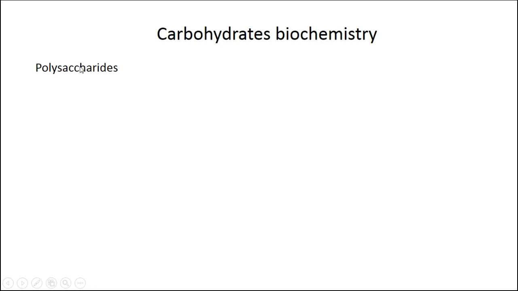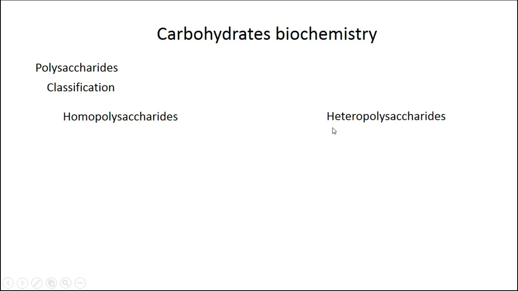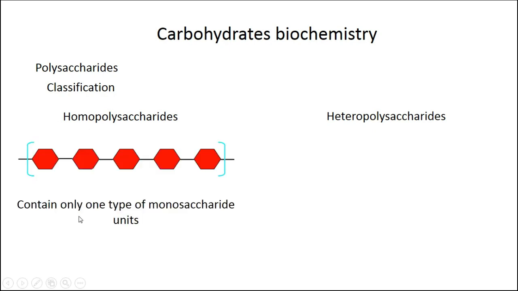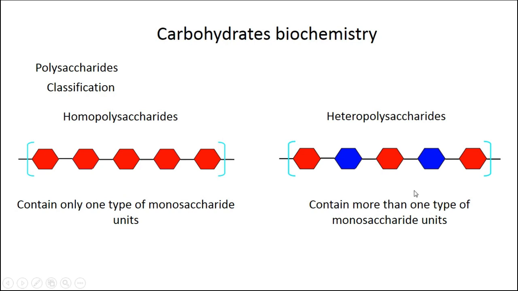Now let's get to the polysaccharides, and they are classified into homopolysaccharides and heteropolysaccharides. So homo means the same and hetero means different. So here it contains only one type of monosaccharide units, but here it's formed of different types, or more than one type, of monosaccharide units.